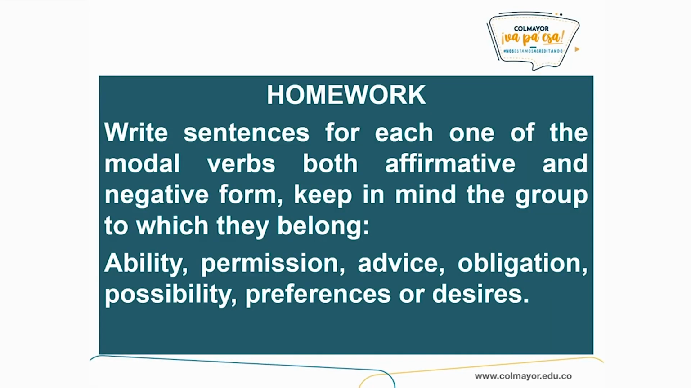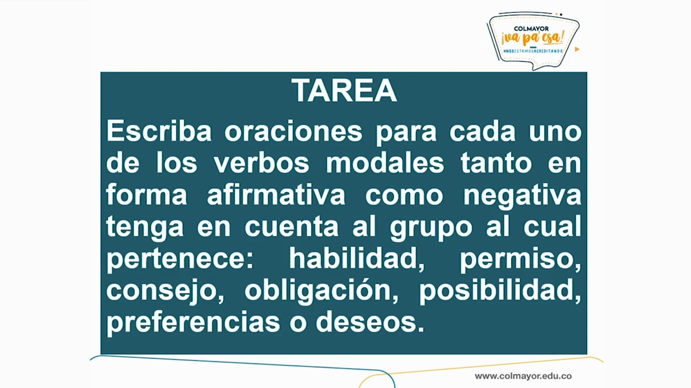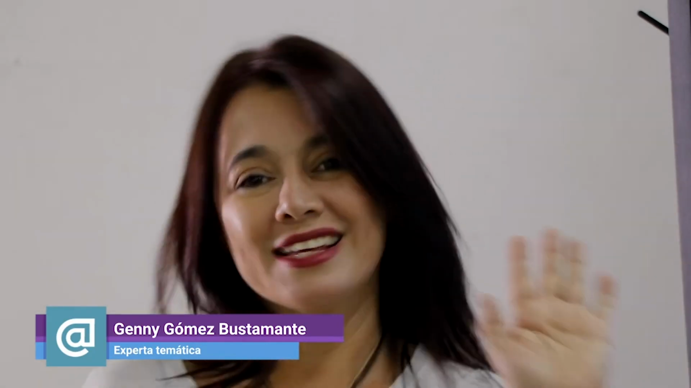Okay, my students, according to all this explanation, you have the following homework. You're going to write sentences for each one of the modal verbs, both affirmative and negative form. Keep in mind the group that they belong to: ability, permission, advice, obligation, possibility, preference, or desires. According to each group, you're going to make the 2 sentences. I hope that you understand everything.